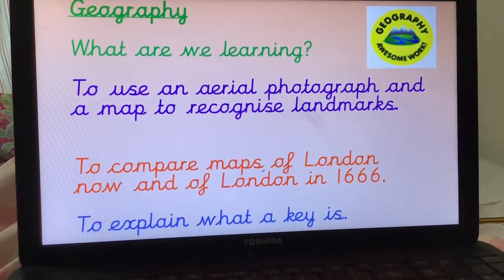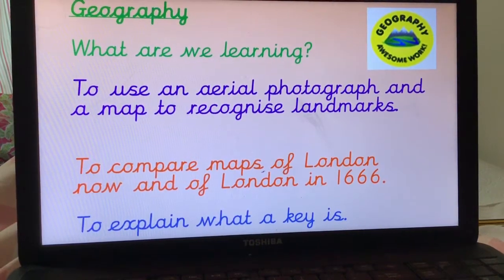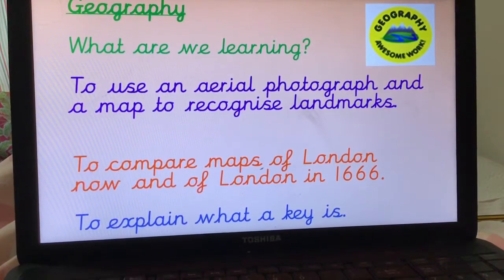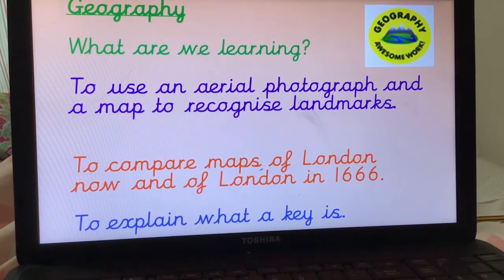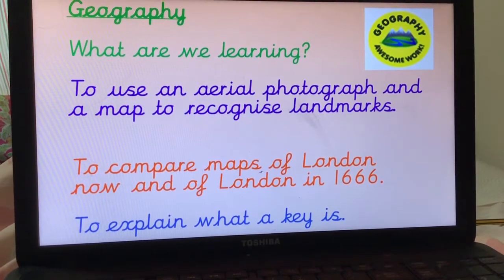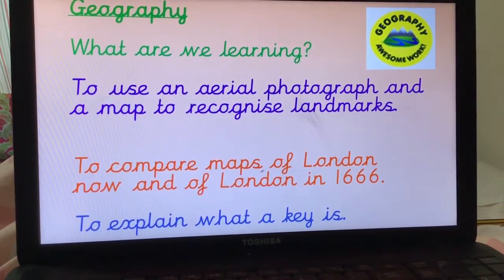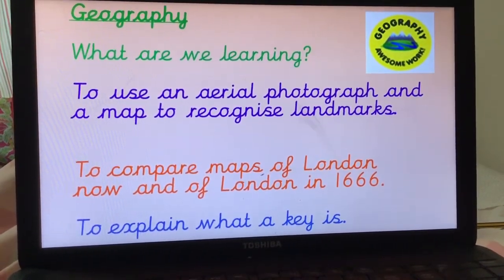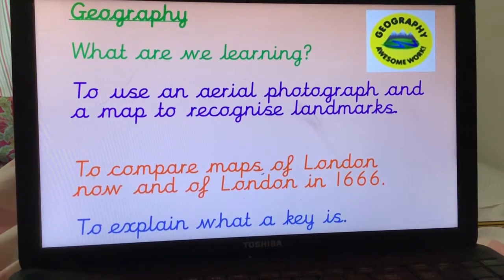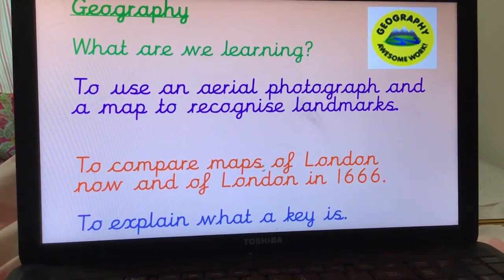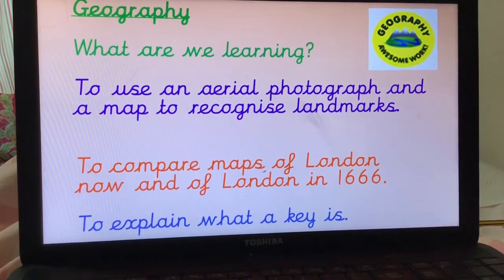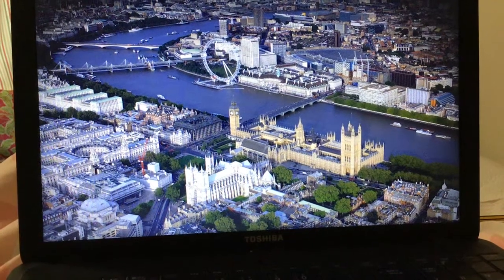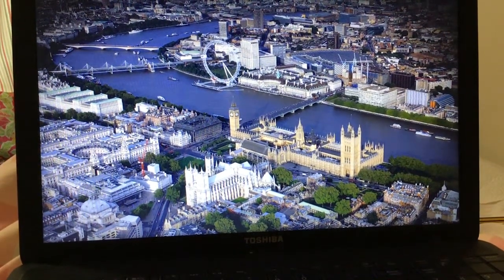So what are we learning? Well, geography is a really amazing subject, it's a wonderful subject, and it's all about people and places. Today we're going to look at learning to use an aerial photograph and maps to recognise London landmarks. We're also going to be able to compare a map of London now and a map of London in 1666. Hurrah, a little bit of history as well. And by the end of today, you'll be able to explain what a key is, and not the type of key that you use to get into your house. So spoiler alert there.